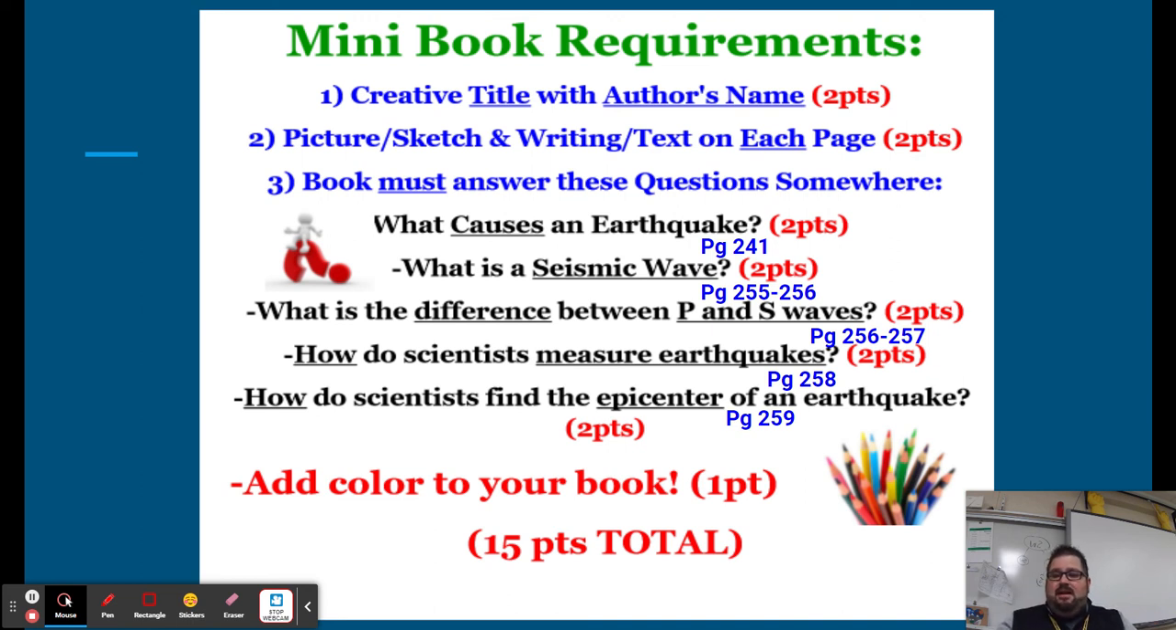If you want to start planning out your mini book, tomorrow will be a full work day. Once we take our homework check, then we'll get a full work day tomorrow. All right, reach out with questions. Mini book will be due on Monday. So just a heads up, it'll be due on Monday.